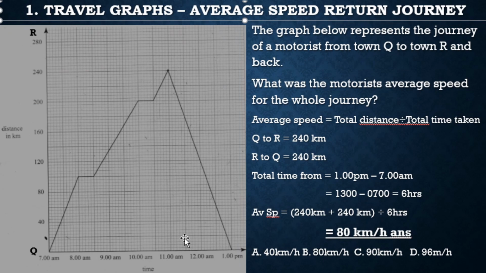But candidates who will not be keen are likely to just see the 240 kilometers, which is reflected here, divide by 6 hours to get 40 kilometers per hour, which you can see in choice A. It's there to attract candidates who are not keen. Be keen. We move to number 2.